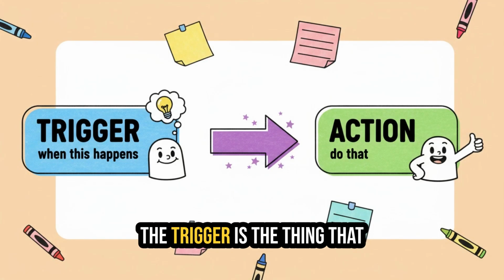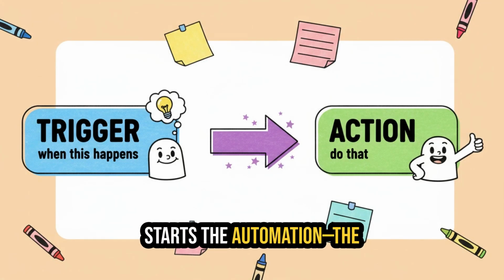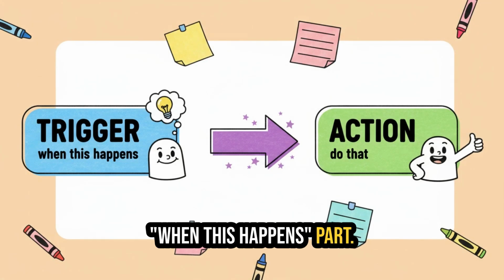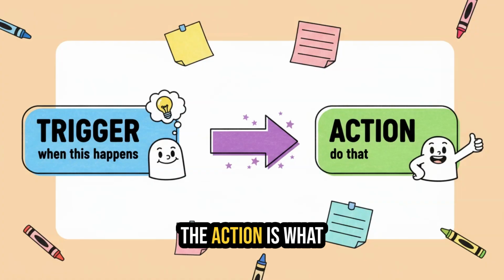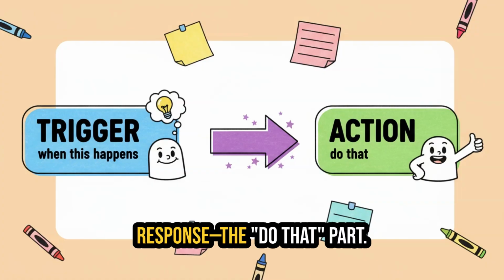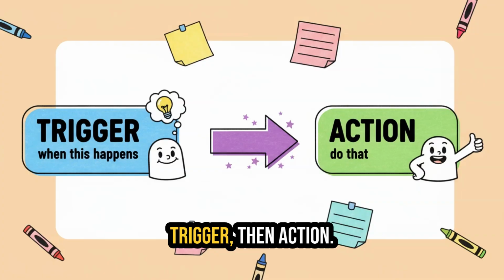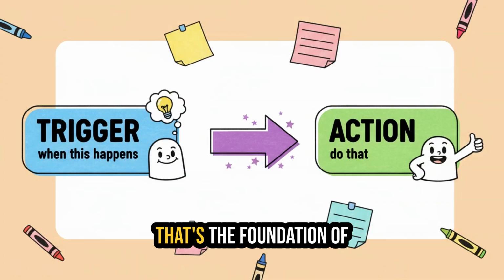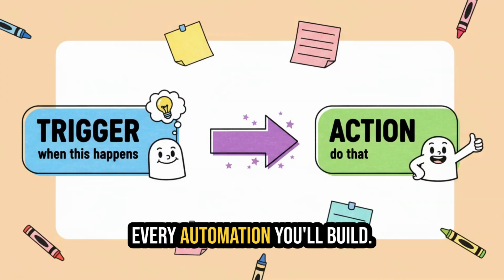The trigger is the thing that starts the automation, the when this happens part. The action is what happens automatically in response, the do that part. Trigger, then action. When this, do that. That's the foundation of every automation you'll build.